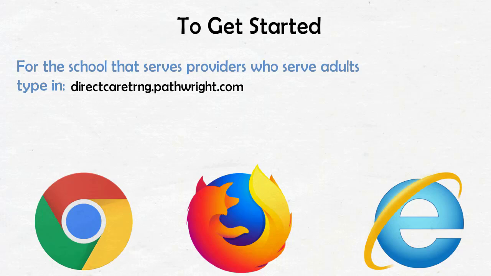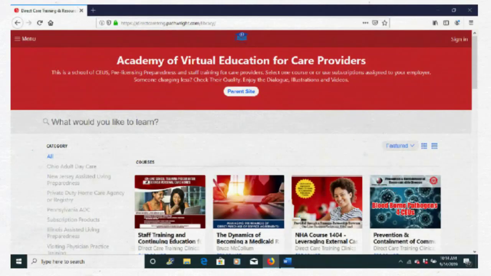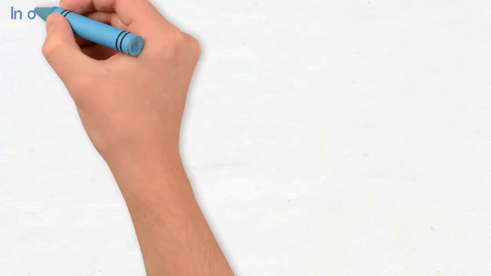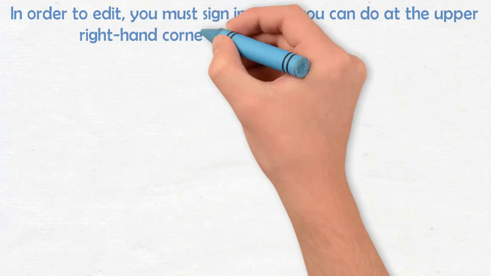directcaretrng.pathright.com. For the school that serves child care providers, type in Child Care Training, also with training abbreviated, trng.pathright.com. In order to edit, you must sign in, which you can do at the upper right-hand corner using your own credentials.